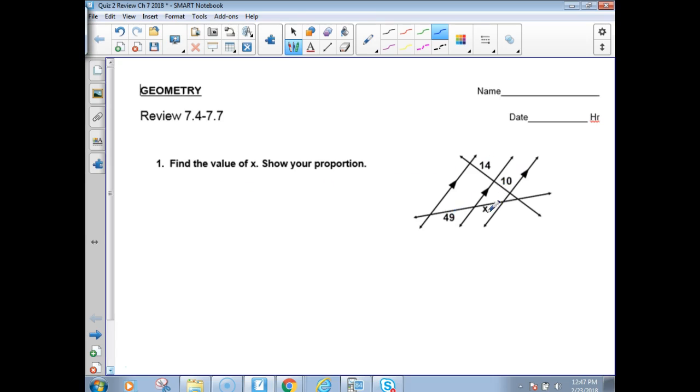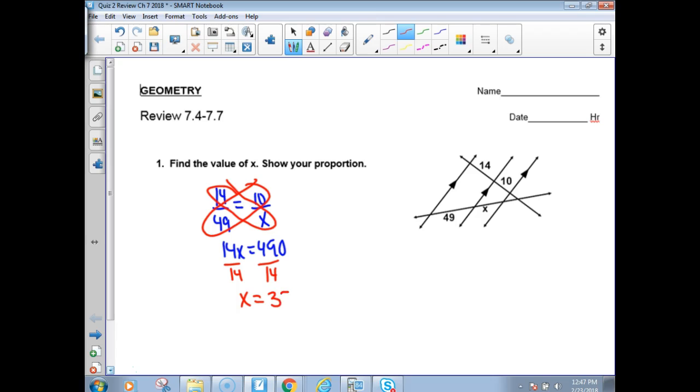14 is to 49 as 10 is to x would be the setup for this problem, because we know that if three parallel lines are cut by a transversal, they will cut off two different transversals into proportional parts. So 14 times x is equal to 490 by our cross products property. Divide both sides by 14, and x is 35.